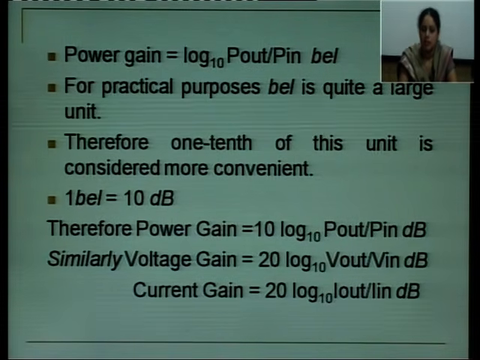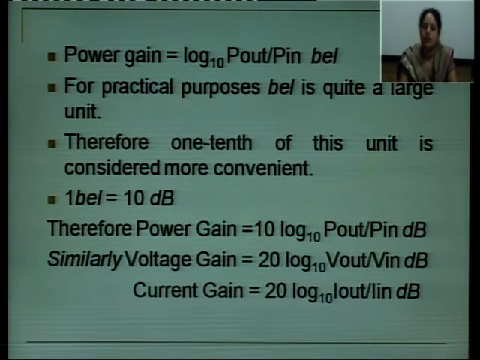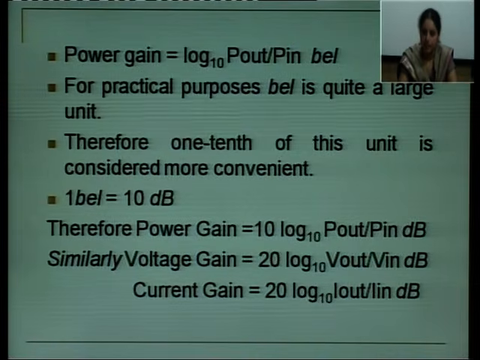Now if we consider a power gain, the gain is simply output upon input, that is P out upon P in. If we consider it in logarithmic terms, it is log 10 of P out by P in, in bels. For practical purposes, the bel is quite a large unit, therefore 1/10 of this unit is more convenient. So 1/10 is the decibel; 1 bel is equal to 10 decibels. Therefore power gain in decibels is 10 log 10 P out by P in.